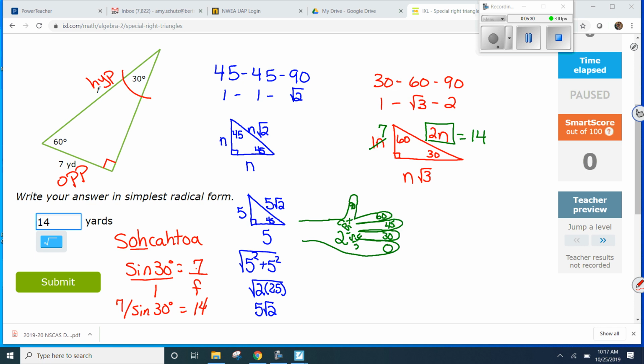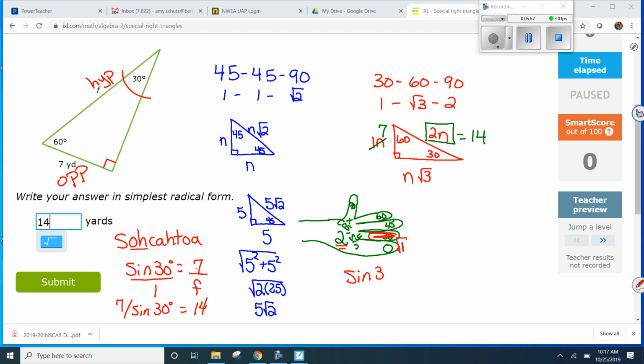So for the hand trick, I would fold in this finger of 30. And then what you have is the sines. So you want to look at the fingers that you have below the one that you fold in. And the sine of 30 degrees is, remember your fingers are radicals, the square root of 1, which is just your pinky, over 2.